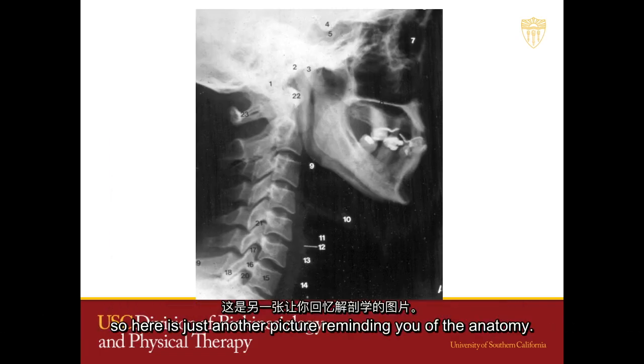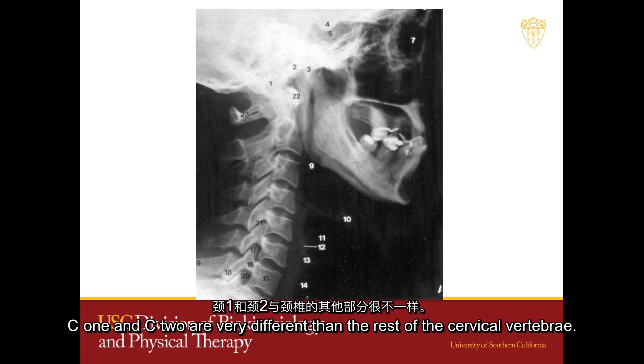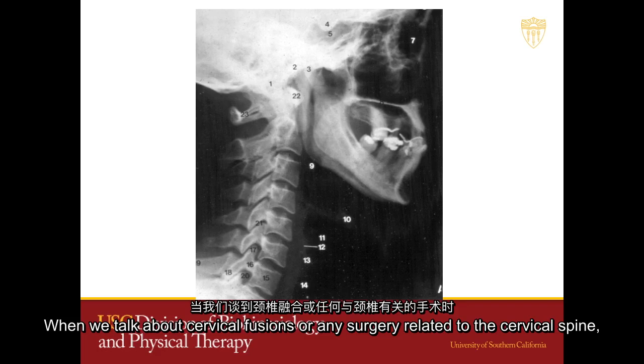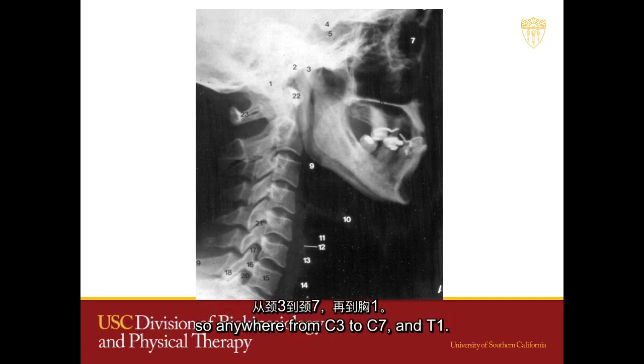So here's just another picture reminding you of the anatomy. So again, for those of you who don't know a whole lot about the anatomy, C1 and C2 are very different than the rest of the cervical vertebrae. When we talk about cervical fusions or any surgery related to the cervical spine, it's most likely that it's happening to the lower cervical spine, so anywhere from C3 to C7 and T1.